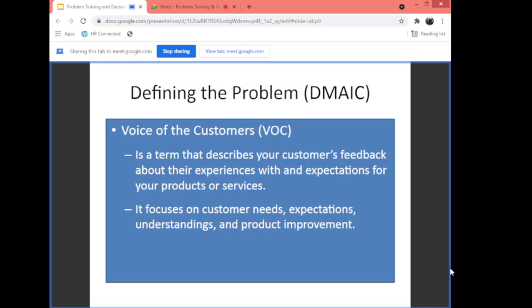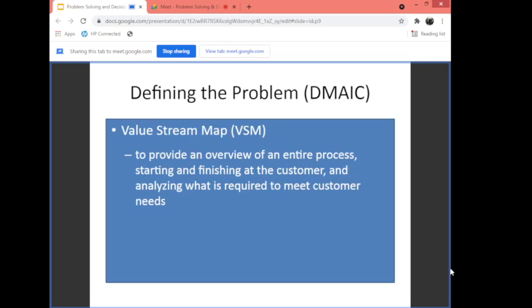Okay, you have to take a look at voice of customer. How are you going to improve it? Look at the current and future state, then solve for the customer. You can also use that model, value stream mapping, VSM, to provide an overview of an entire process, starting and finishing at the customer, and analyzing what is required to meet customer needs.